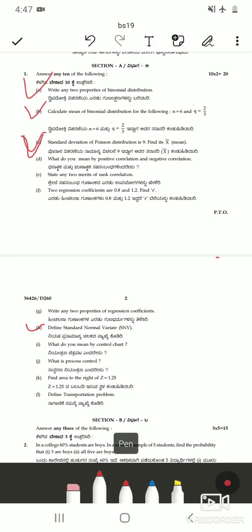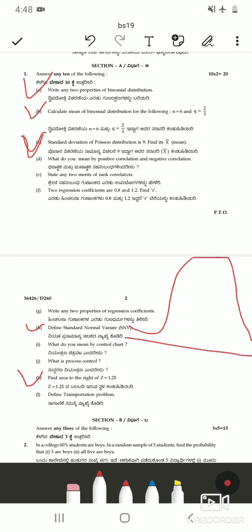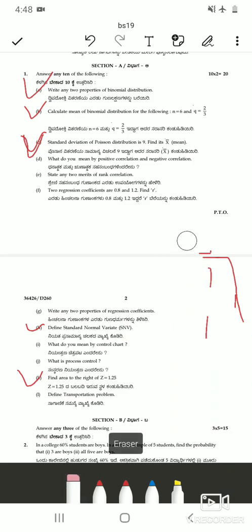And then they have asked, find the area to the right of z equal to 1.25. So they have given the z value to be 1.25. So it is a positive value, it will be here. And the right side, sorry, I'll draw this once again.